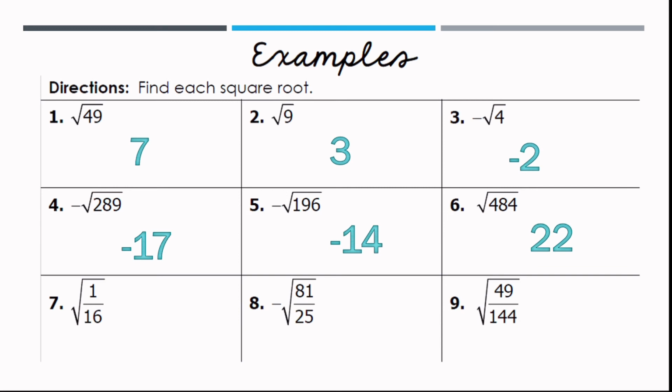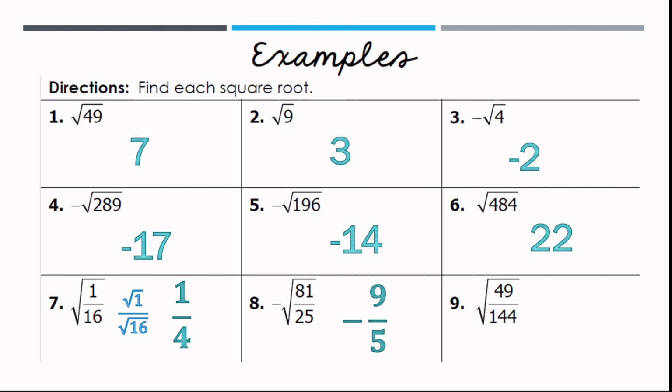Now, some of you might be saying, there's a fraction. Okay, break this down. What this is saying is really it's the square root of 1 over the square root of 16. They just put it under one big square root. So if you took the square root of 1 and then you took the square root of 16, you'd have your answer. So the square root of 1 is 1 and the square root of 16 is 4. So I'm going to pause. I want you to try number 8. Okay, who's got it? All right, -9 over 5.